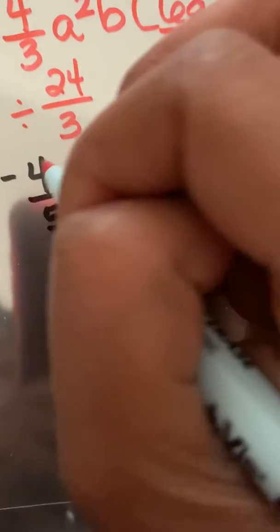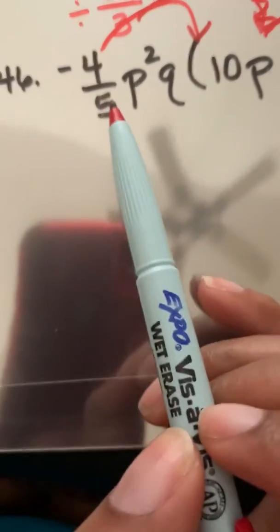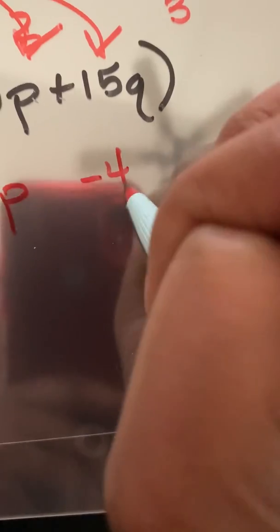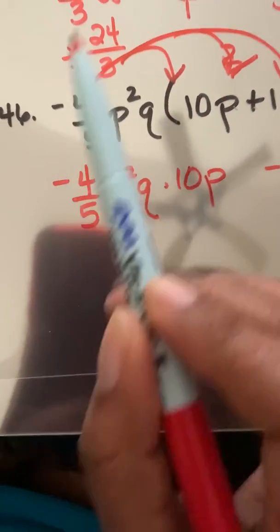Let's do another one. I love more than just one example. So the -4/5 p squared q, I'm going to multiply that times 10p. You can put it in parentheses if you like. Then we want to multiply -4/5 p squared q times 15q. We're just going step by step. I'm just writing it down step by step.